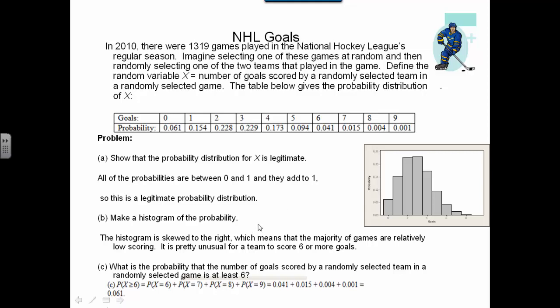Make a histogram of the probability. Here's the histogram of the goals versus the probability. We can see the histogram shows that it's skewed to the right, which means the majority of games are relatively low scoring. It is pretty unusual for a team to score 6 or more goals, given the results of the histogram. So what is the probability that a randomly selected team has at least 6 goals in a randomly selected game? So probability X greater than or equal to 6. We take the probability of 6, 7, 8, 9, add them together, which is 0.061, which would be a 6.1% chance.